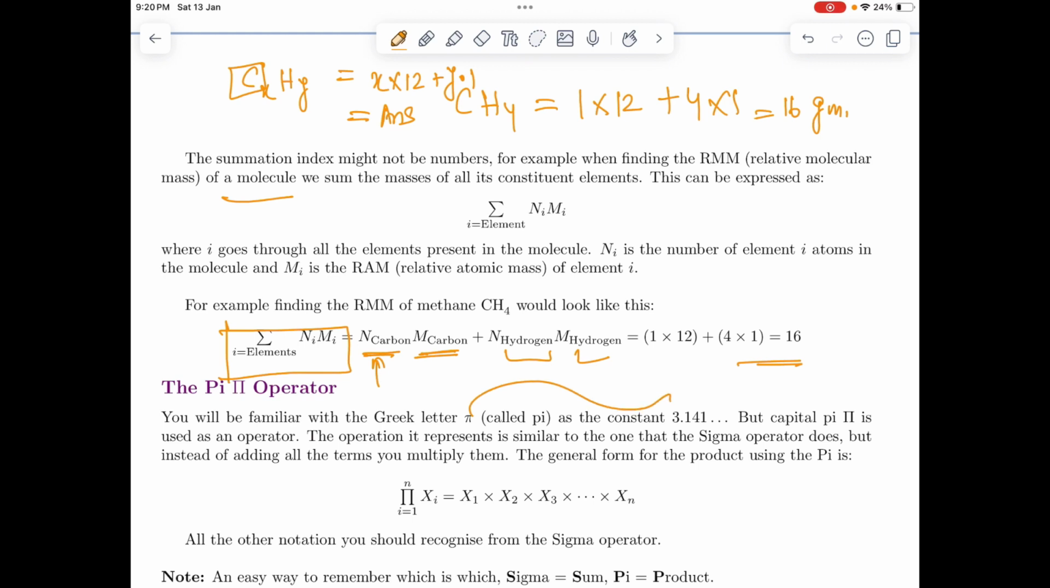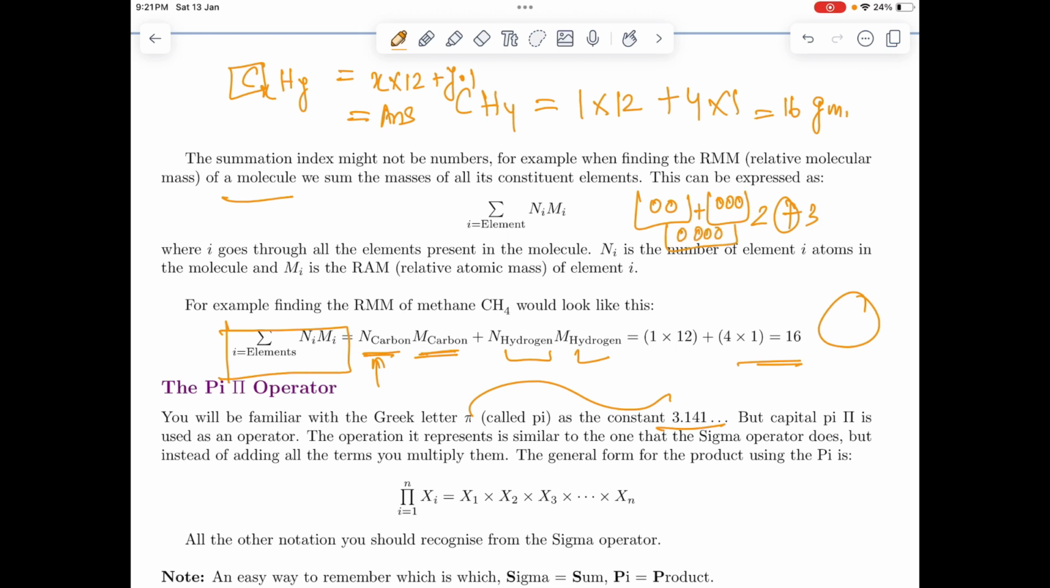Let's talk about the pi operator. Just as sigma denotes summation, we have pi, which is different from this Greek letter, okay, 3.141, something irrational numbers, circle connection, all that. But this capital pi is something different. It is used as an operator. When I say an operator, even plus is an operator. So 2 plus 3 means basically you are adding 2 apples with 3 apples.